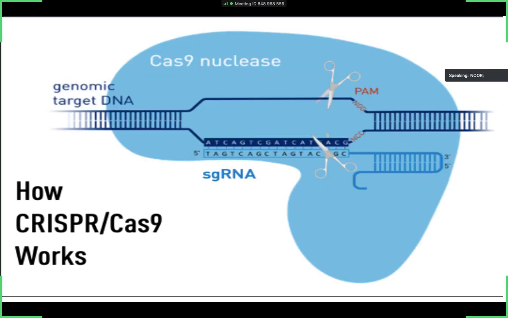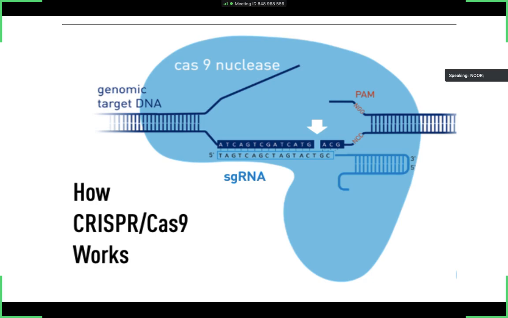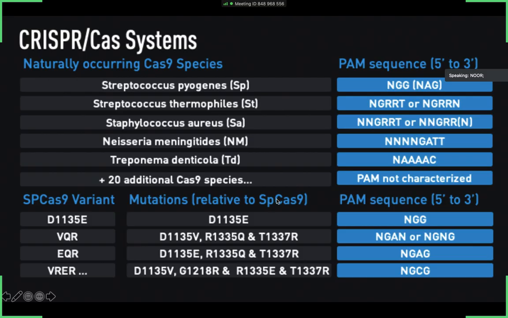Cas9 nuclease, how it works, and here you can see this strand is broken and this strand is broken. Okay, so these are the different PAM regions from different bacteria. Streptococcus pyogenes, the very important one and the very first one, was NGG, then Streptococcus thermophilus, NGRRT. So these are different PAM regions.